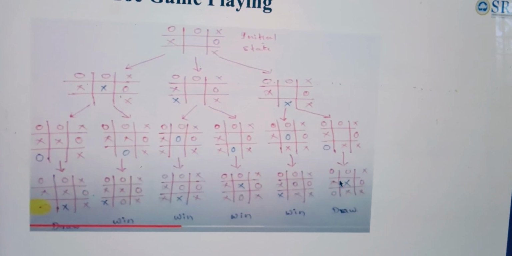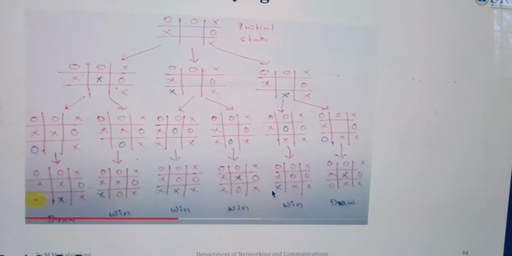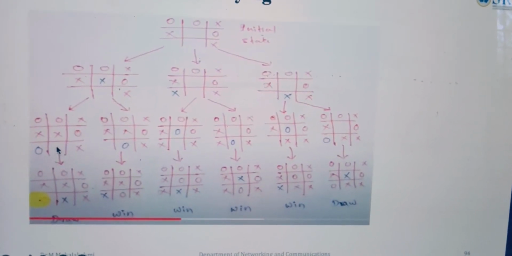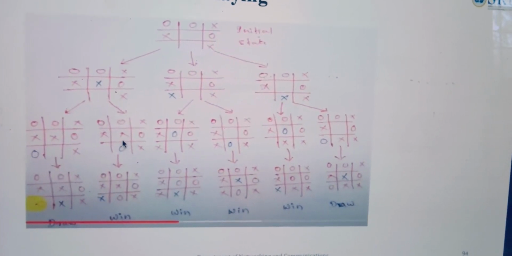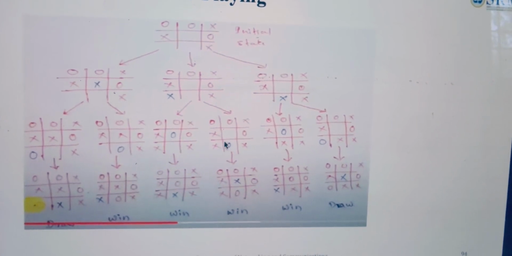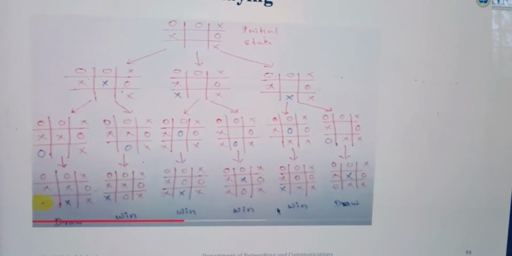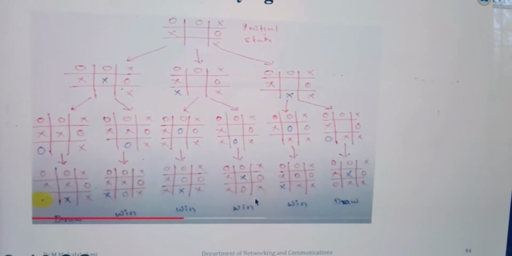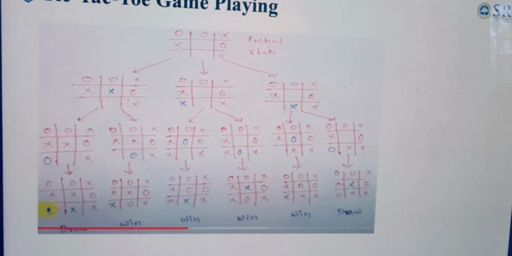Next turn is whose turn? After O has played, the next turn is X's turn. X has only one empty cell possible, so X can be played only here. Similarly, here X can be played here, and here X can be played here. Further, is any expansion possible? No. With this itself, we can conclude the game.